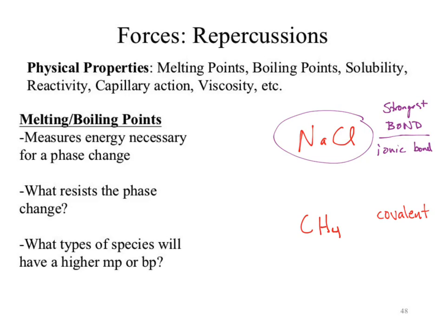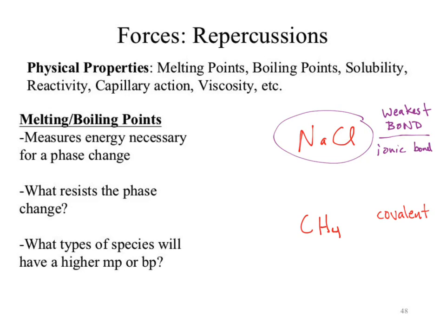Sodium chloride is just more polar, not necessarily a stronger bond? Okay? This is where we have to be very careful in our references. It is not the strongest bond. It is actually the weakest bond.